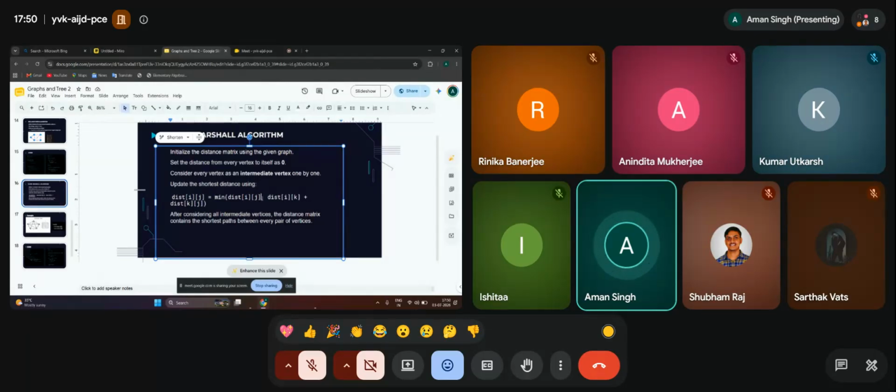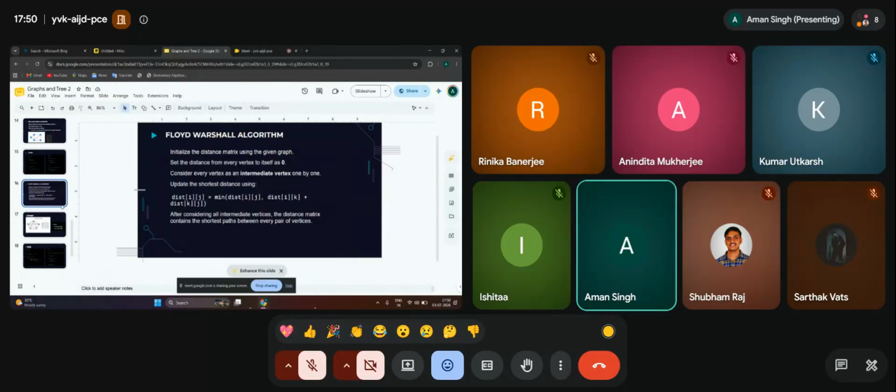which is the previous value stored in it, and distance of i to k plus distance of k to j, where k is like a via node. So if distance of i to k plus distance of k to j is less than this value, then it will be stored in distance of i to j. Okay, so we are considering every possible path here.